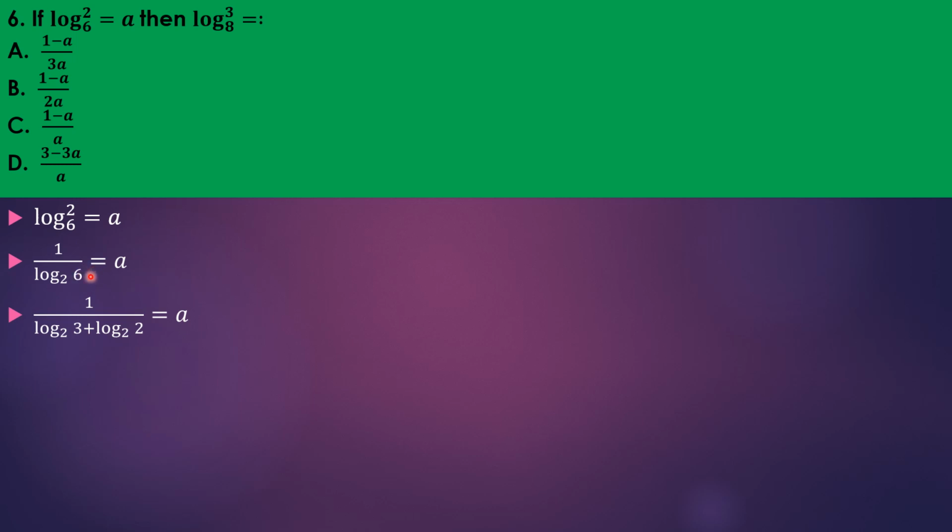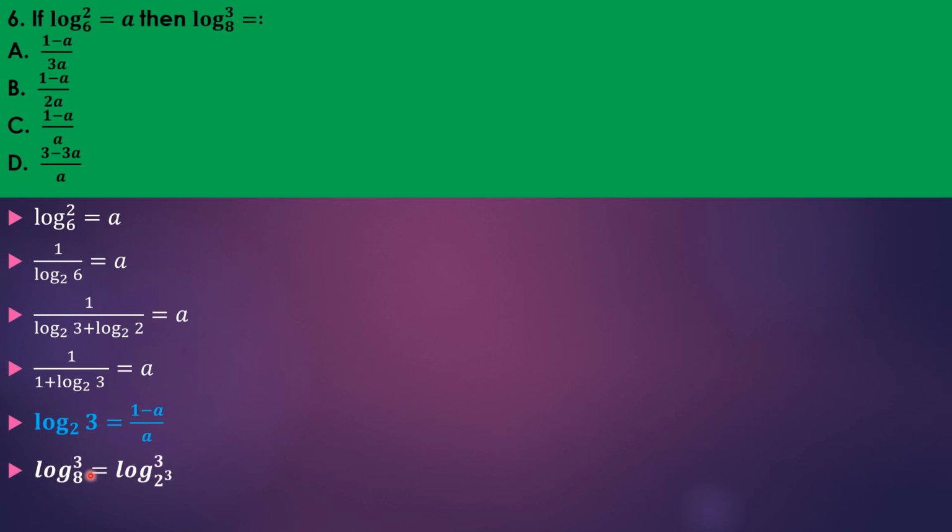Now you realize that this 6 is the same as 3 times 2. You know that log ab is the same as log a plus log b. So this log 6 is basically log 3 base 2 plus log 2 base 2. Log 2 base 2 is 1, so we have 1 over (1 plus log 3 base 2) equals a. Now we want to make log 3 base 2 our subject, so it's (1 minus a) over a.